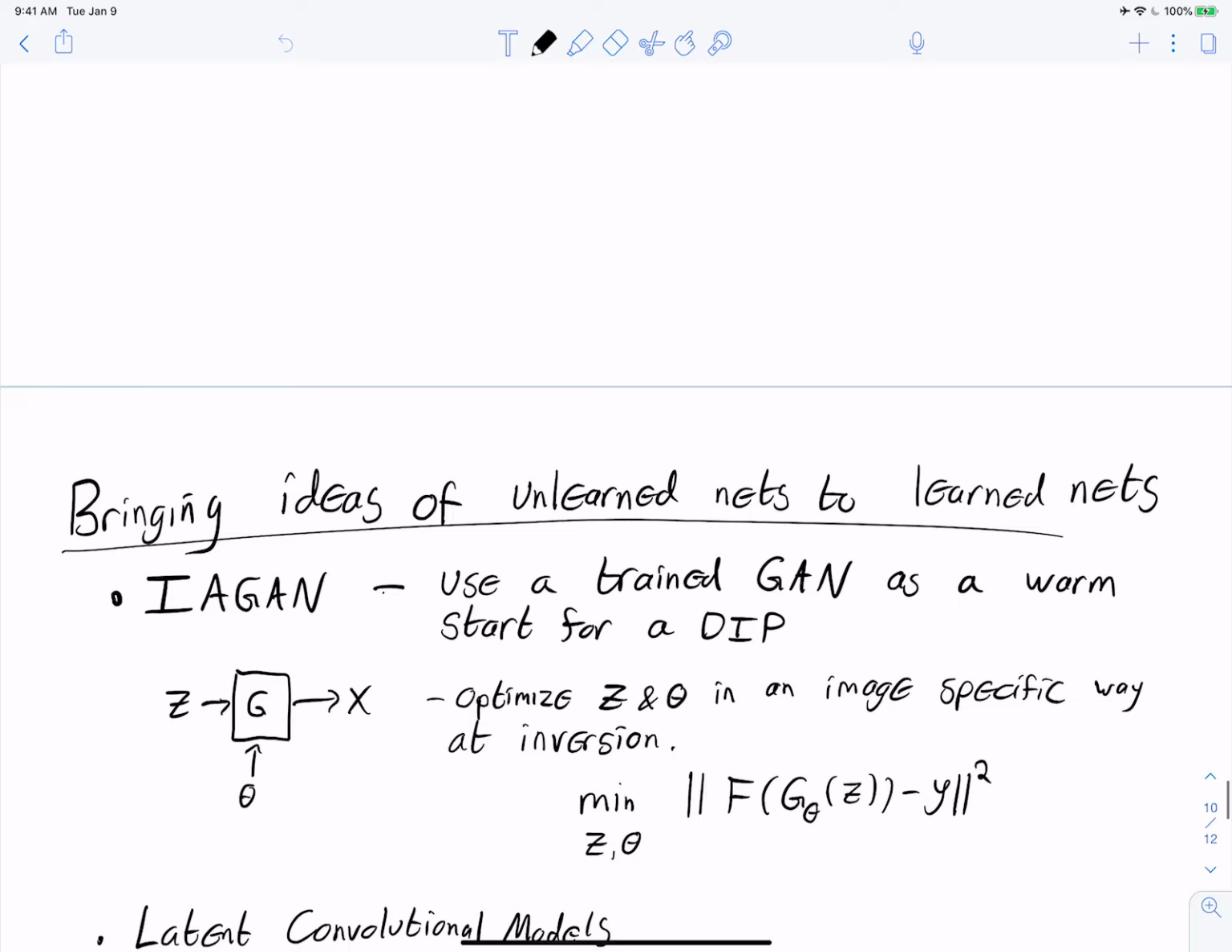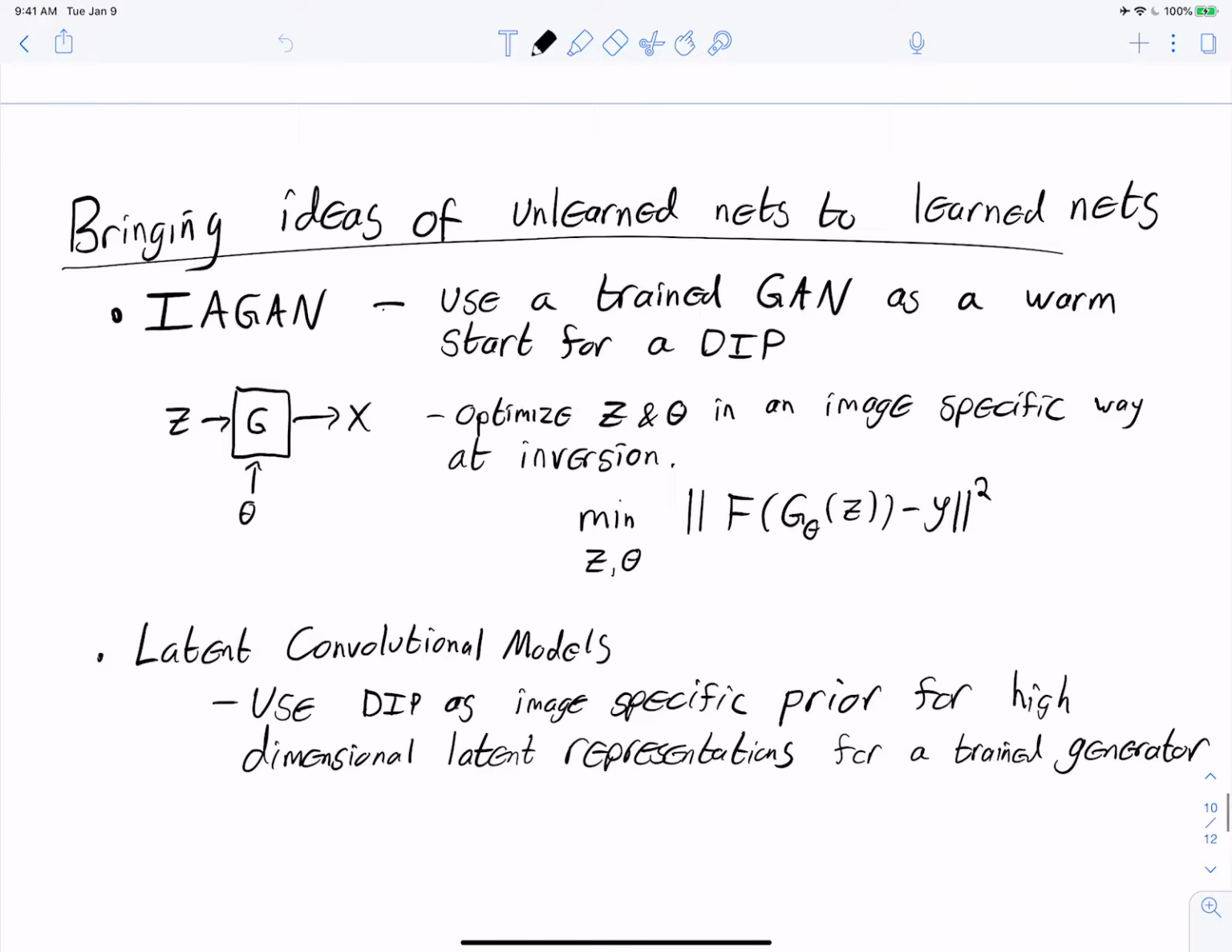All right, so that reviews the basic ideas in the unlearned nets literature. And so what I want to finish with is just two papers that are out there that can be viewed as bringing ideas from unlearned nets into the world of learned nets. So the first of these papers is the image adaptive GAN. And here, the idea is that you can use a trained GAN as a warm start for a deep image prior. And so let's go back to our figure that we had from before.